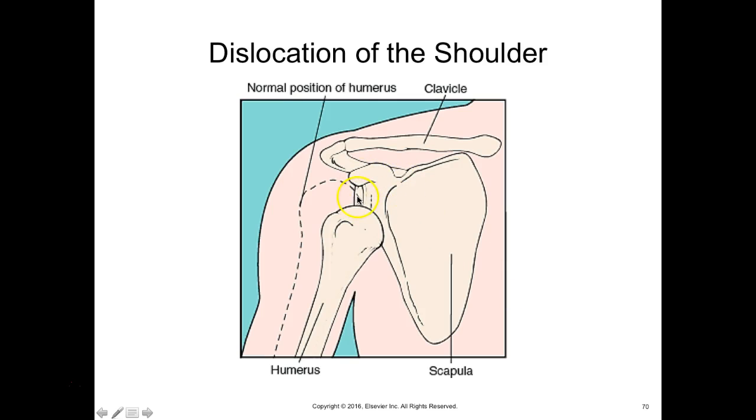So this is showing you here. So the normal position of the humerus would be here. All right, it would be here. We have the clavicle, we have the scapula, and then this is showing a dislocation. So this person would not be able to move their arm. They wouldn't be able to lift it or move it or rotate it, and they would be in a lot of pain. So what they would need to do is then reduce and put it back into place.